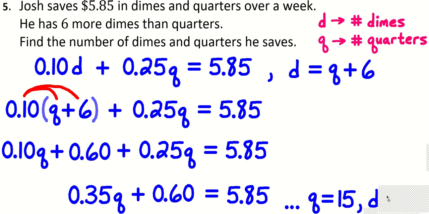Well, we also need the number of dimes. Wasn't that easy to figure out if we know that there were 6 more dimes than quarters, which is kind of represented by this equation? So if we had 6 more dimes, that means we had 21 dimes. And you can double check to see if this makes sense. 15 quarters and 21 dimes. Does that in fact come out to be $5.85? It does. At least I think it does.